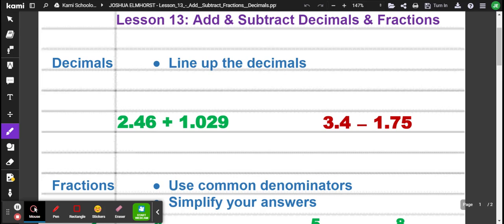Okay, this is Mr. Elmhorst with a sixth grade math lesson. We're going to look at adding and subtracting decimals and then focus on the adding and subtracting of fractions.